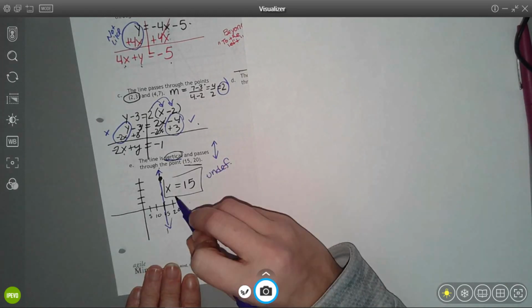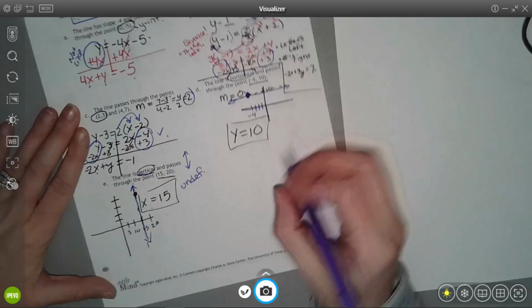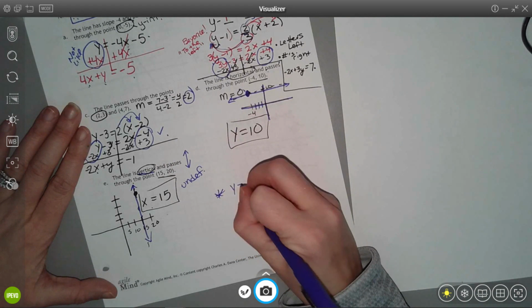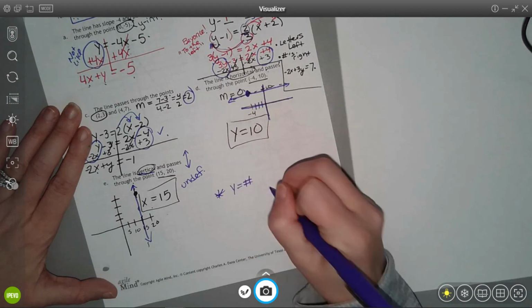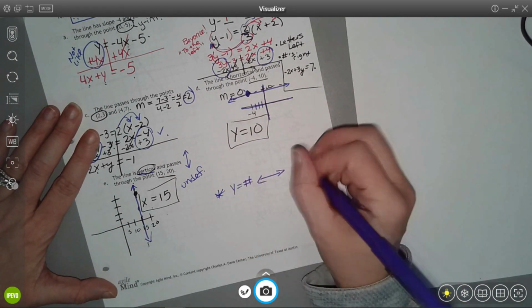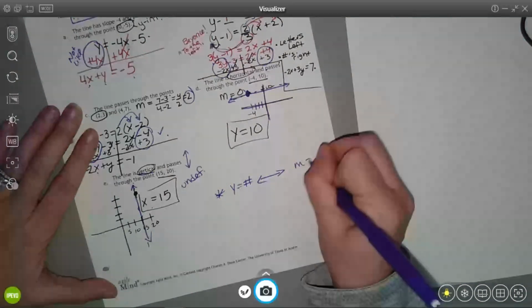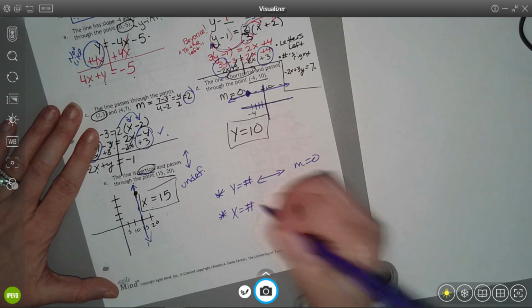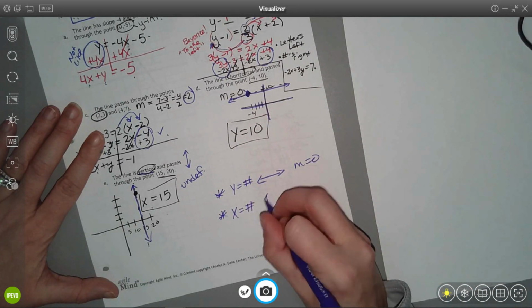So as a reminder, if you need to take note, guys, y equals a number is straight side to side, horizontal with a slope of 0. If it's just x equals a number, that's a vertical line and the slope is undefined.